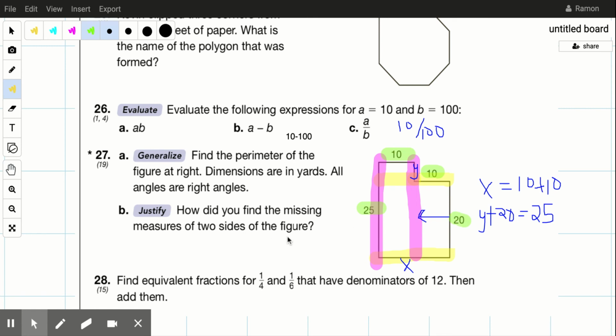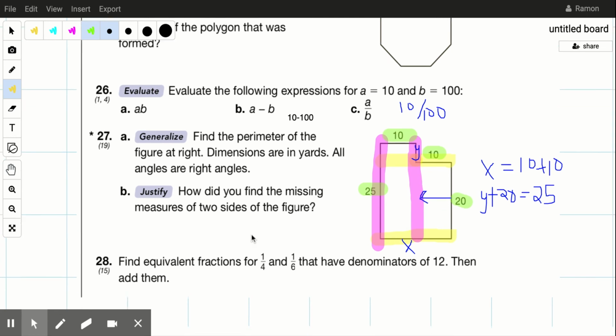B is asking, how did you find the missing measures of 2 sides of the figure? Well, you set up these 2 equations and then you solve for them. You use opposite sides to help you solve for those missing sides.